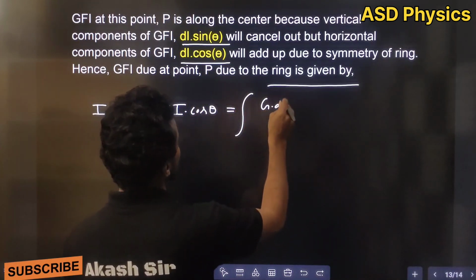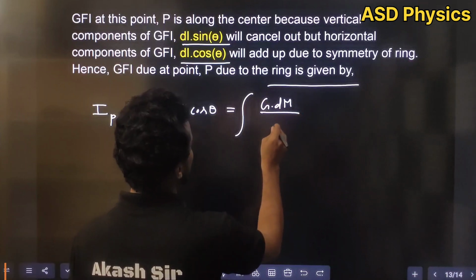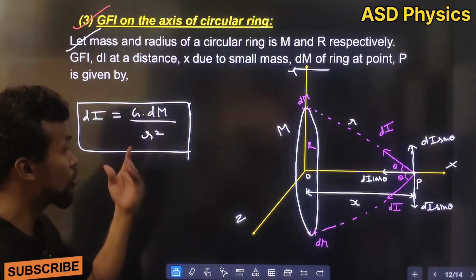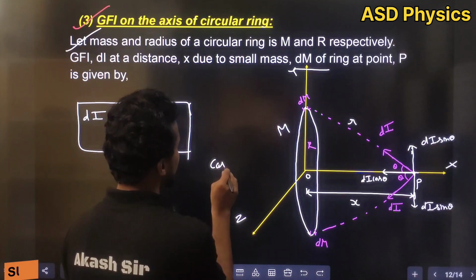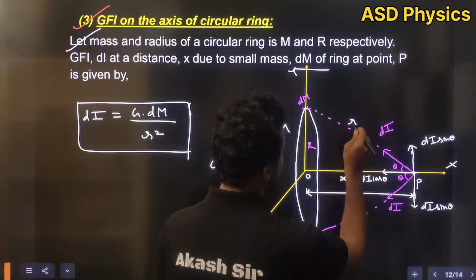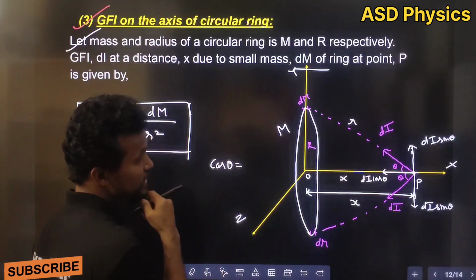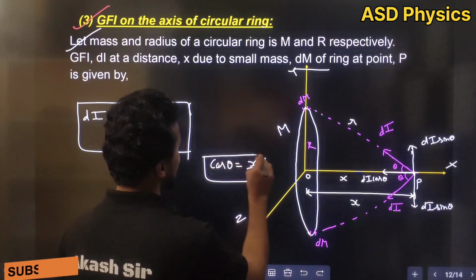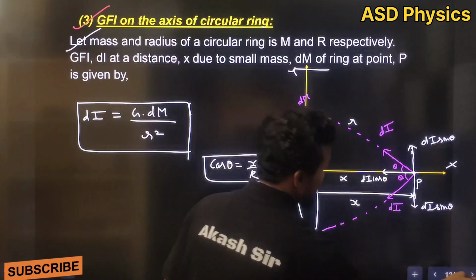We have got dI = G dm by r square. Now after that, what is the value of the cos theta we want? See here please, in this triangle, can you see the triangle here? This is x, this is small r, this is capital R. So cos theta is given by x by r here. Now this cos theta I am going to put next.